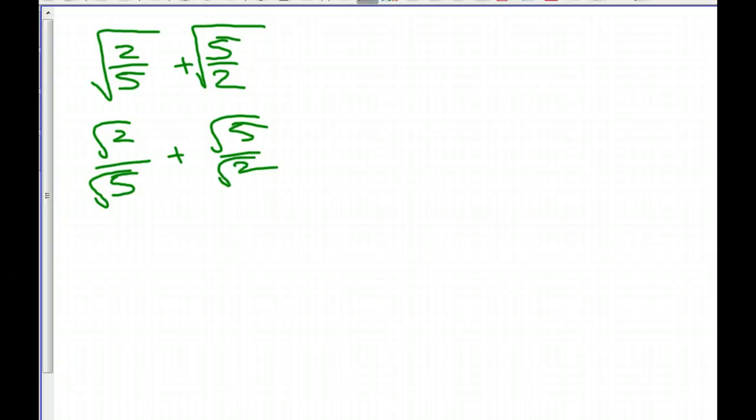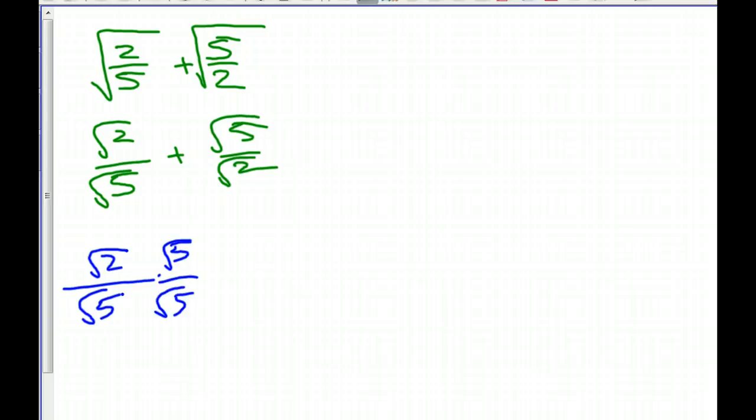Okay. Makes it a little more doable. At least I have my radicals separated. Then I take each term and get rid of the radical in the bottom. So square root of 2 over square root of 5 times square root of 5 over square root of 5, plus square root of 5 over square root of 2 times square root of 2 over square root of 2.